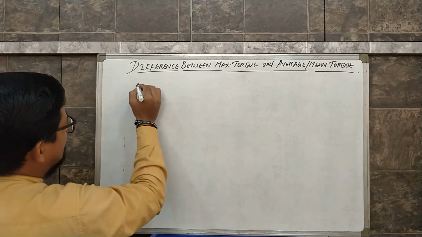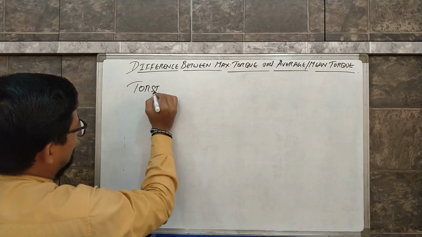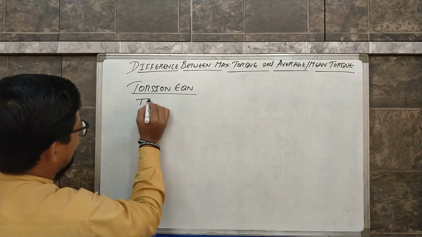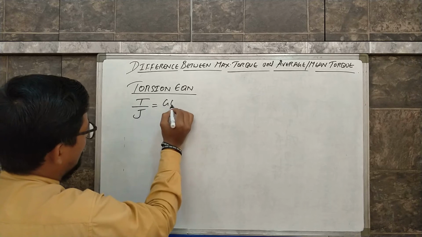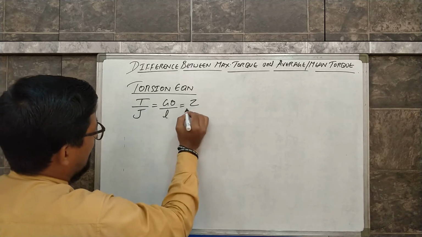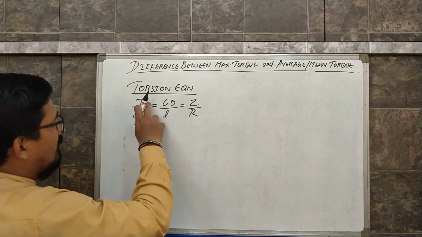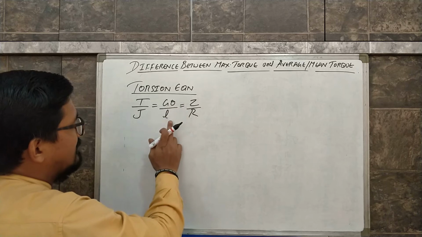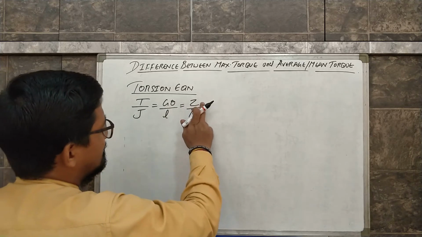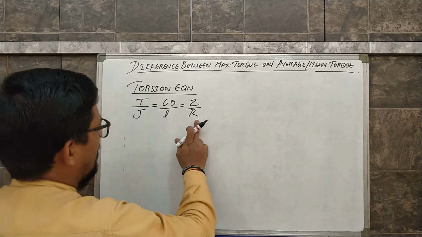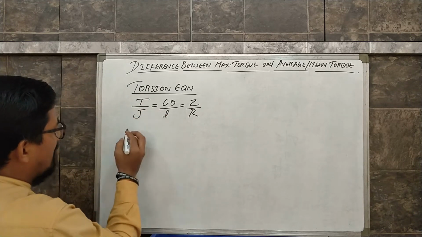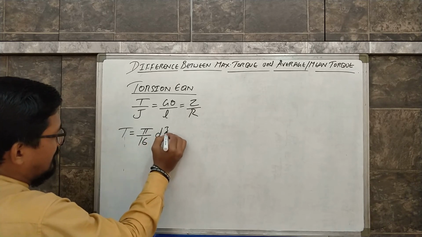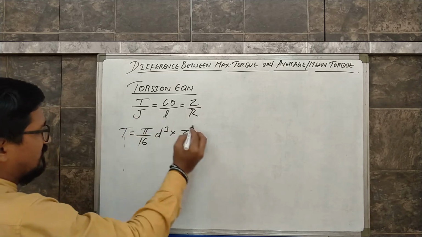As we all know, first is the torsion equation, correct? So the torsion equation states that T by J is equal to G theta by L is equal to tau by R, where T is the torque or the twisting moment, J is the polar moment of inertia, G is modulus of rigidity, theta is angle of twist, L is length of the shaft, tau is shear stress of the shaft material, R is the radius of the shaft. So for a solid shaft, T is equal to pi by 16 d cube into tau.